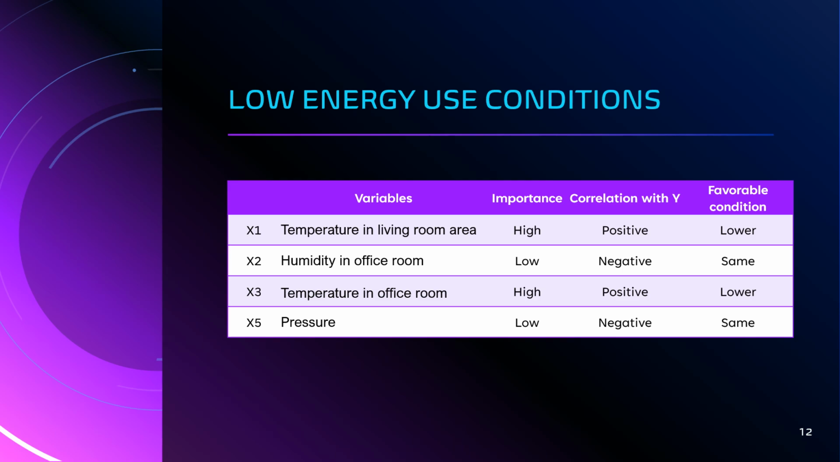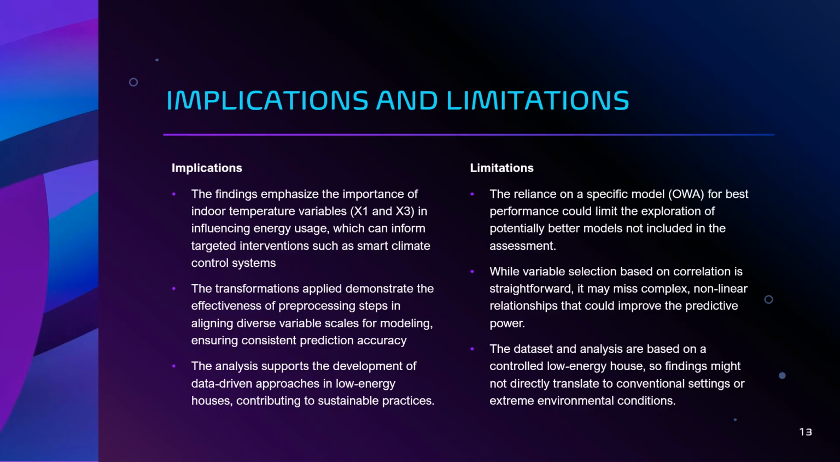So after the analysis, we can see some results about how to lower the energy consumption. Because X1 and X3 have the highest importance to the energy consumption, we can see that the favorable condition is to keep these two low, and we keep a stable level of humidity and pressure.